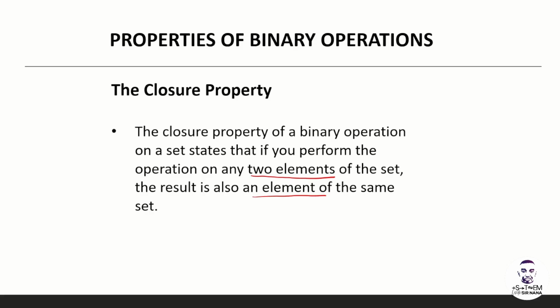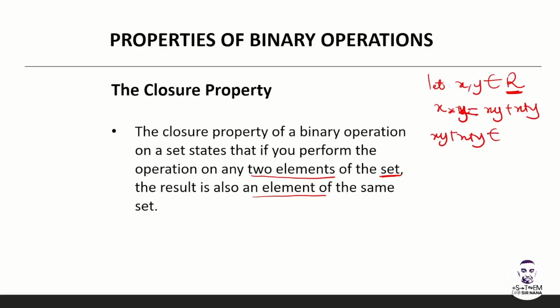So two elements. So we can say let x and y belong to the set of real numbers. So the set here is the set of real numbers, which is the set being spoken about here, right? And then we can have an operation x star y, for instance, where x star y can be xy plus x plus y. Now, provided that xy plus x plus y also belongs to the set of real numbers, then we can say that the operation here, the star here, is closed under the binary operation.